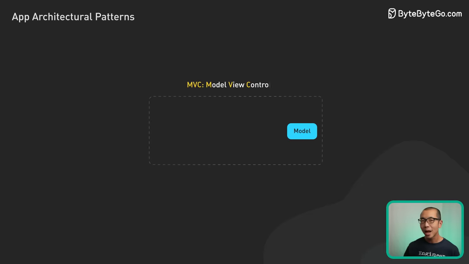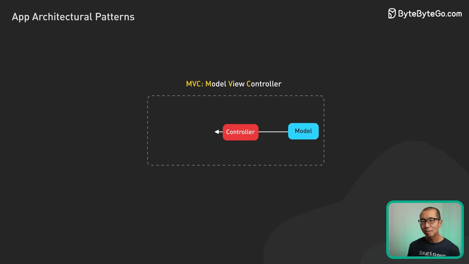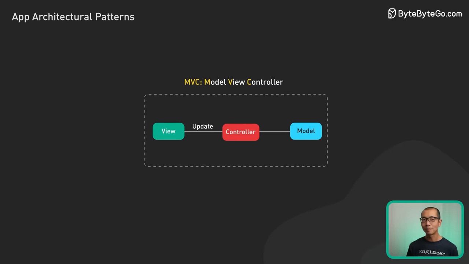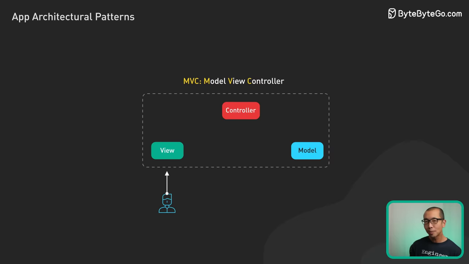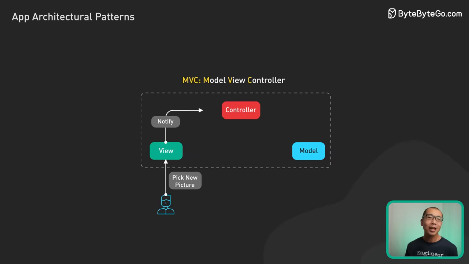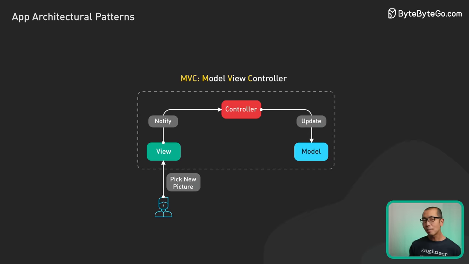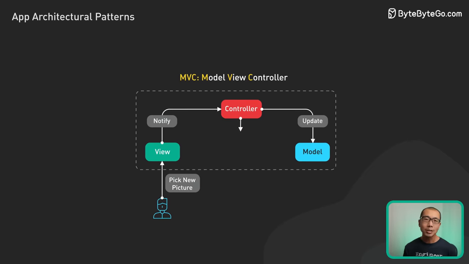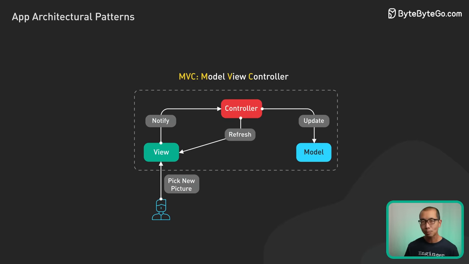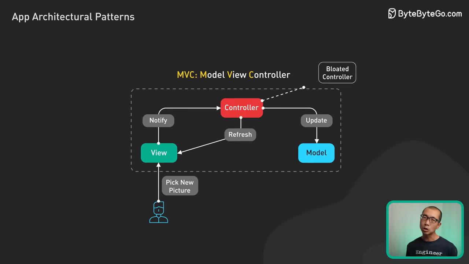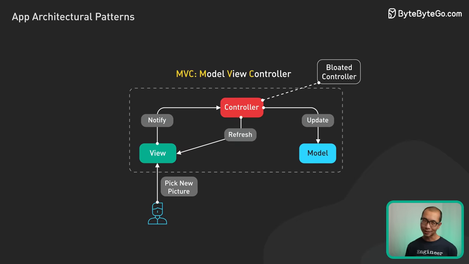MVC, the granddaddy of them all, connects the model directly to the controller, which in turn updates the view. When the user picks a new picture, the view sends this action to the controller, which then updates the model. Once the model is updated, the controller tells the view to refresh the display. It's a straightforward flow, but can lead to a bloated controller as the app grows.